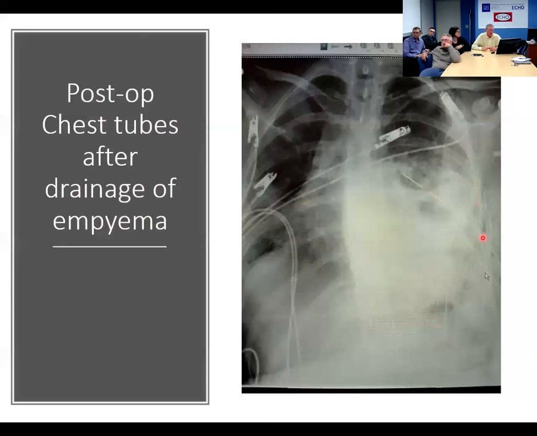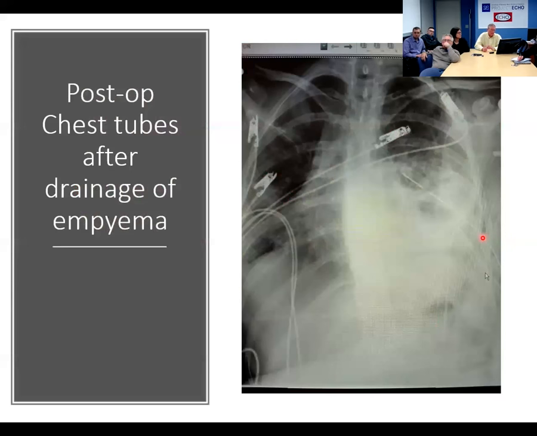So if you can imagine two garden hoses in your chest, it would probably hurt like hell. I'm sure it does. But this is what you have to get. This stuff is so thick and gelatinous, it just has to come out, and it has to be drained. So she grew MRSA and was treated with vancomycin, and she went home on, it was susceptible to clindamycin, so we sent her home on clindamycin to complete her treatment for a few weeks.